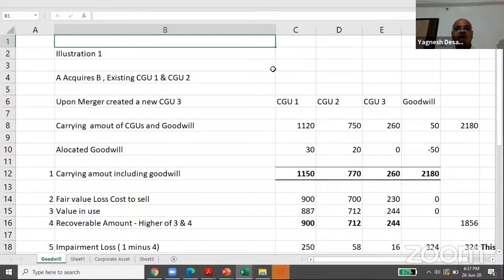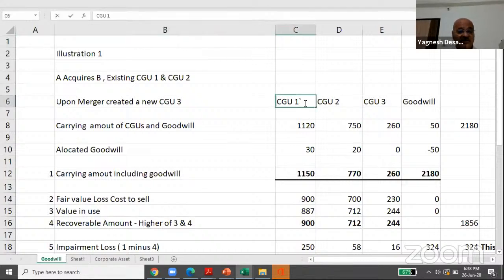Now let's be focused because समय की सुई हमें कह रही कि केवल 15 मिनट है हमारे पास. तो देखिए ये CGU1 है. CGU1 stands for the cash generating unit 1, unit 2 and unit 3. जबकि ये केवल 50 is a goodwill.